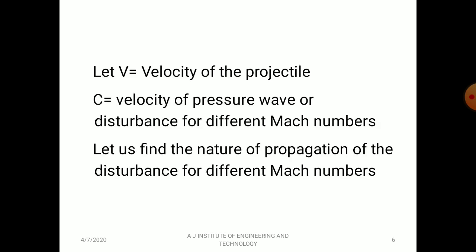Now let us define the terms. Let v equal the velocity of the projectile. In the previous derivation it was the velocity of the piston or the velocity of the flowing fluid. Here v equals the velocity of the projectile and c equals the velocity of the pressure wave or disturbances. For different Mach numbers we have 3 cases: Mach number equal to 1, greater than 1, and less than 1. So let us find the nature of propagation of disturbance for different Mach numbers.